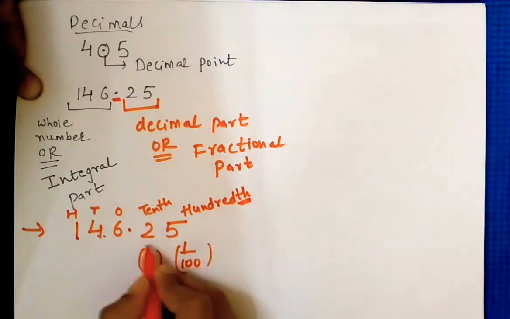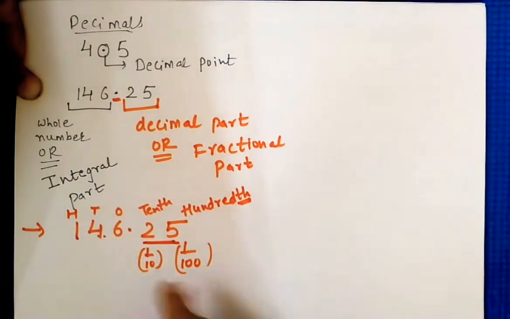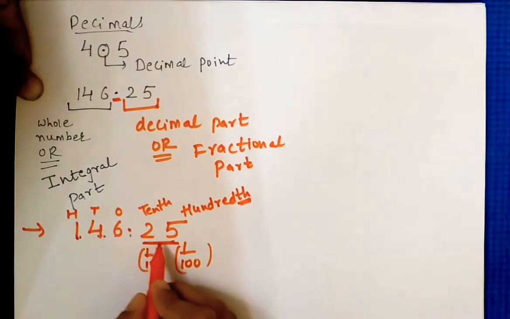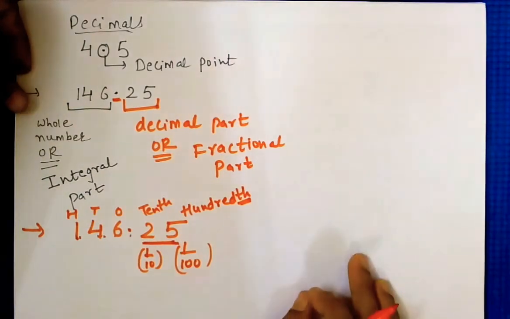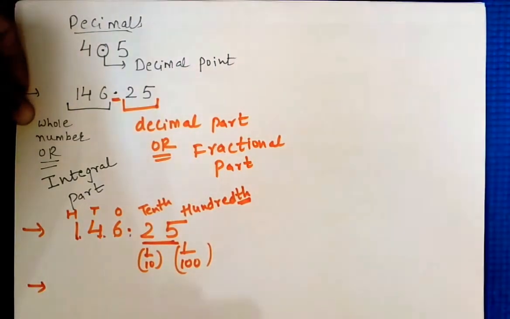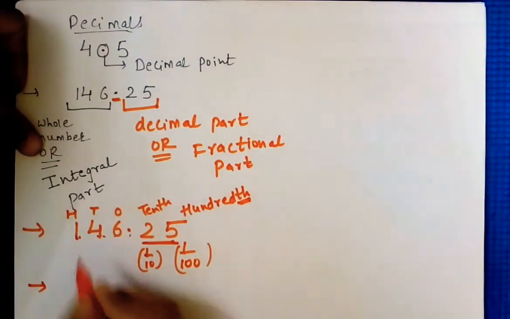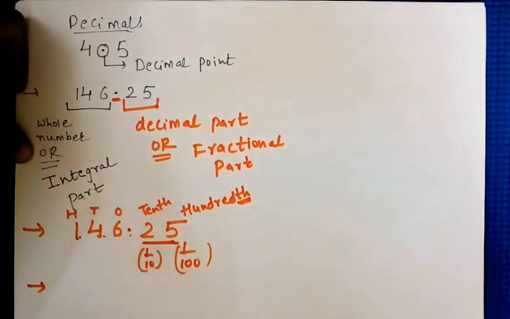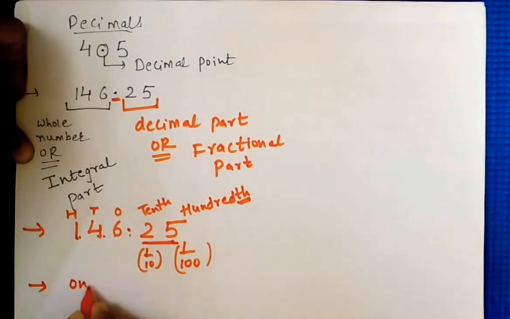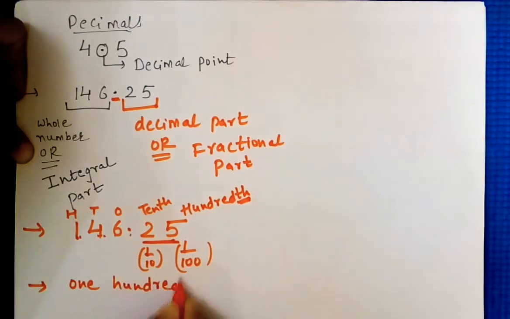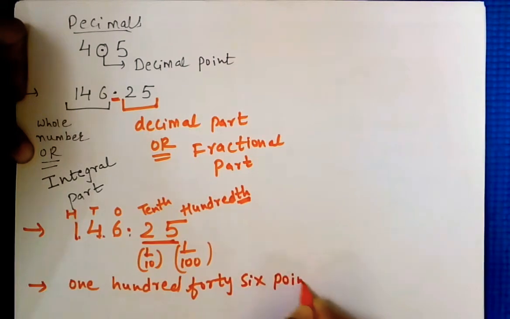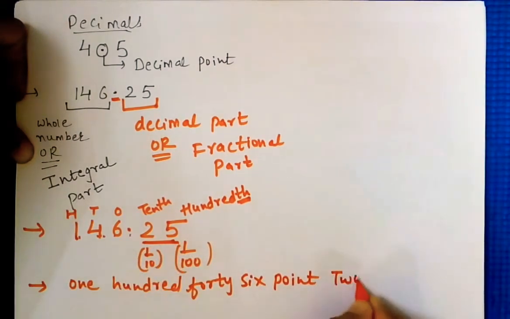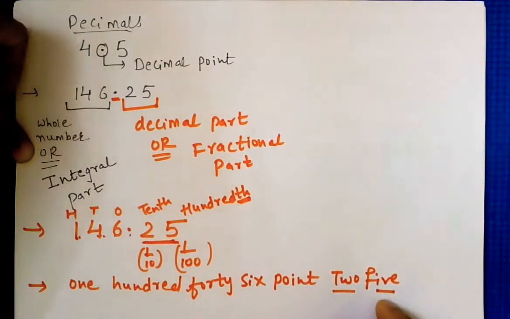So you will read it as 146 point two five. After the decimal point, we read it as single digits. If you read it as 146 point twenty-five, then it is wrong. And when you write in words, it should be written in the same manner. The way in which we read it, the same way we write it in words. So 2 and 5 should be written individually, two, five. If you write twenty-five, then it is wrong.